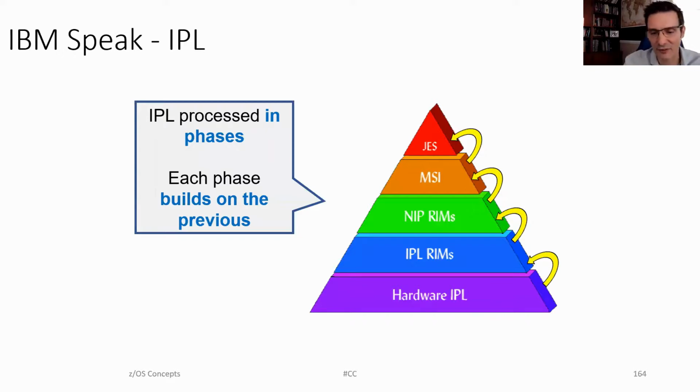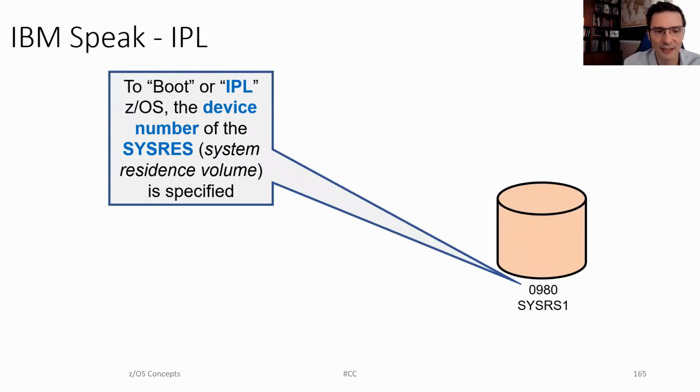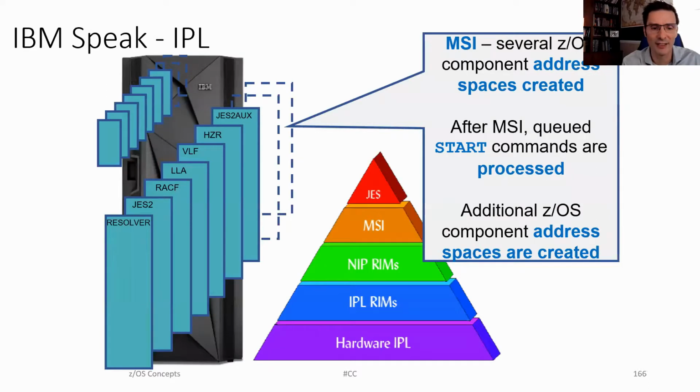There's a lot of different things that can happen, and we're just going to quickly go through some of these. The first thing is when you boot the operating system, you specify again the DASD where the zOS is. It's going to start the bootstrap program for zOS on that volume. And then you're going to go through a number of phases. We're going to skip over a few of them and go right to this phase called MSI, Master Scheduler Initialization.